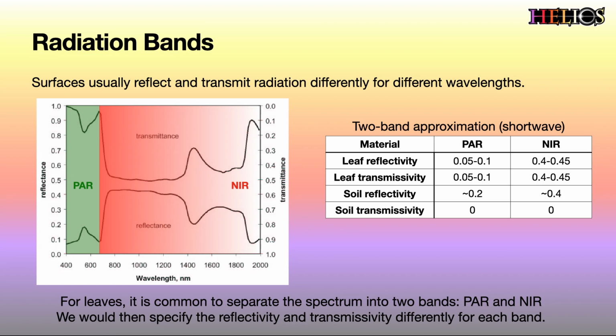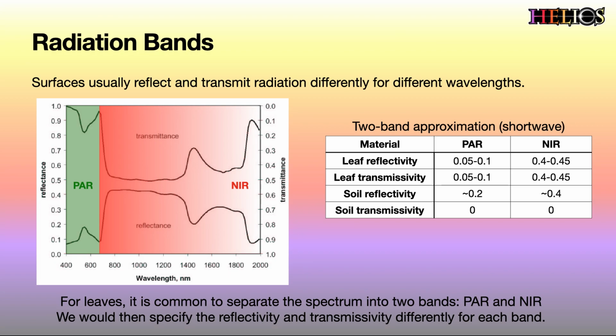So this makes sense because we can reasonably assume that our radiative properties are constant across these regions. We can see that they're definitely not perfectly constant. If we wanted a really accurate simulation across these regions, then we want to further break these up into more wavebands. Typical values for leaf reflectivity in the PAR are around 5 to 10%, and in the NIR somewhere around 40 to 45%. Transmissivity values are pretty similar to reflectivity values in this range for leaves.